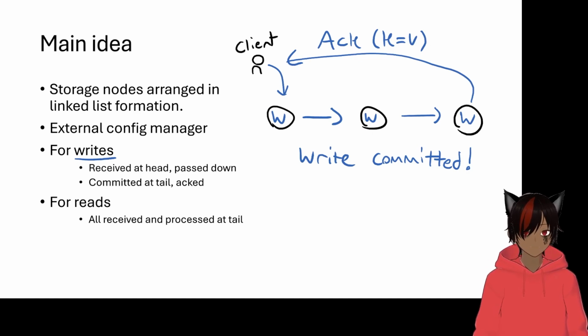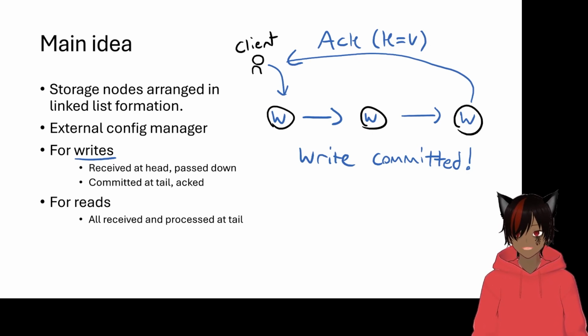So kind of the idea is that each node in the chain is actually a complete replica, and they're all moving in lockstep. And once a write finally reaches the tail, that write is committed. And so we send that acknowledgement.